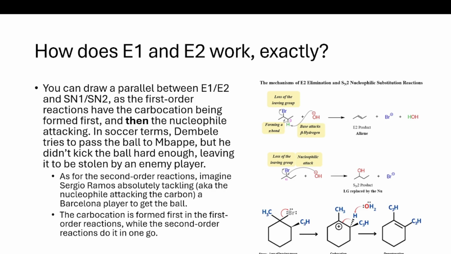However, for second order reactions, say for example that I want to, hold up one second, I have a message here.